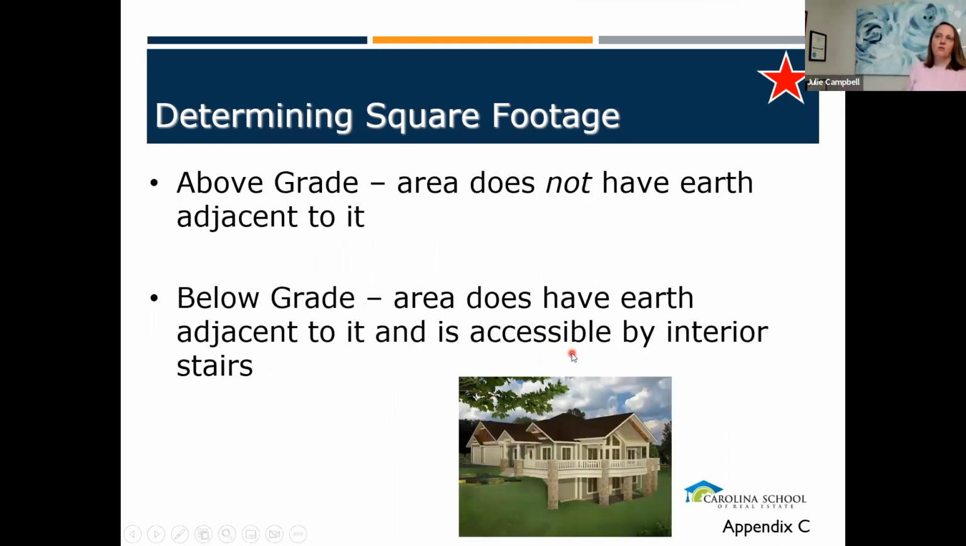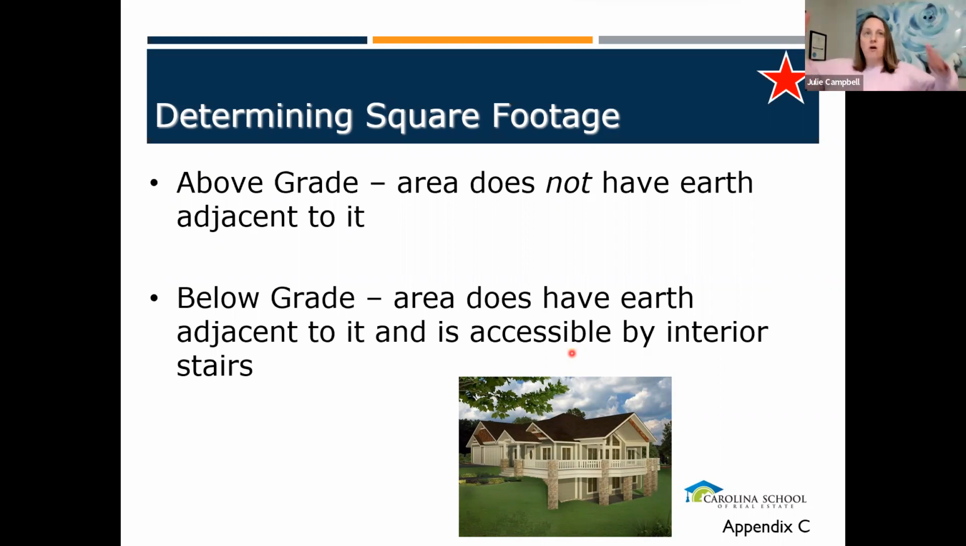Something else just to be aware of is area that's considered above grade or below grade. This isn't so much for us. We don't care so much about this as the appraiser does. And while you and I are not appraisers, or going to appraisal school, we do need to have this basic understanding. The appraiser is probably going to put more value or less value on below grade.